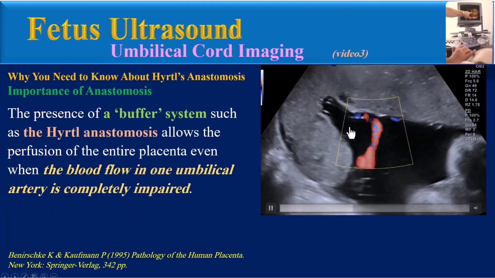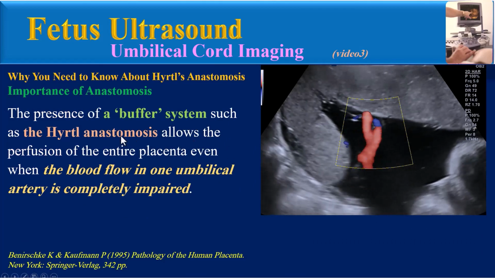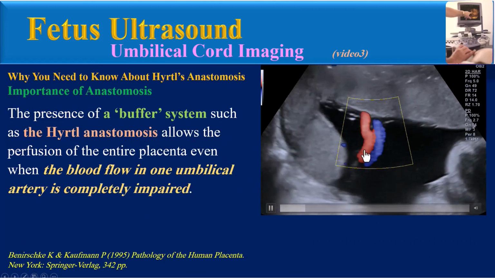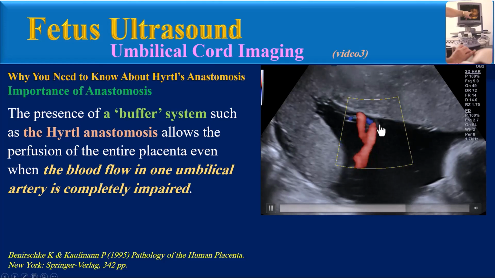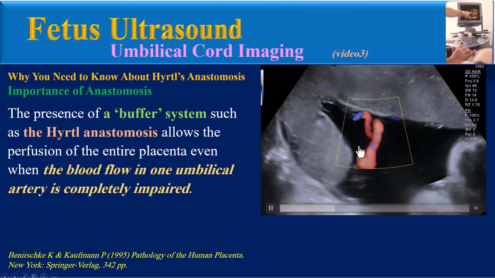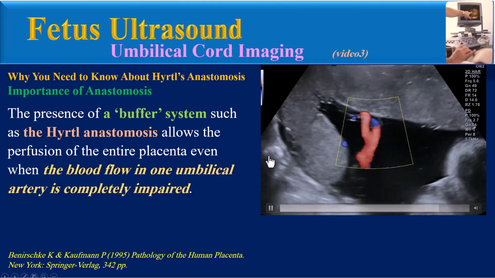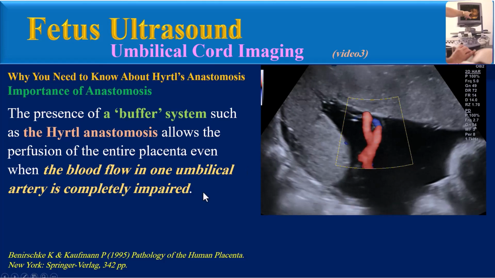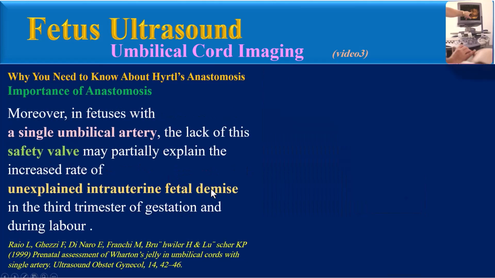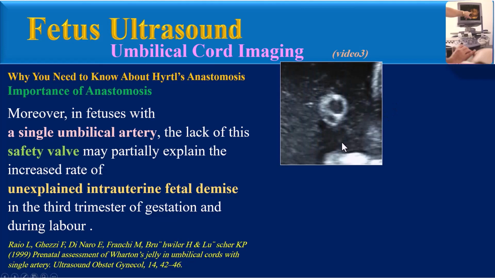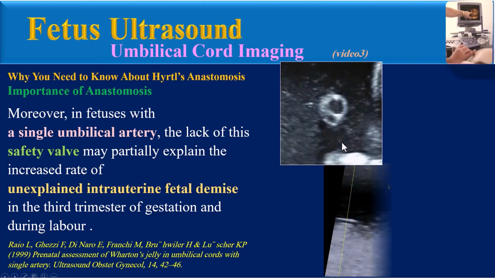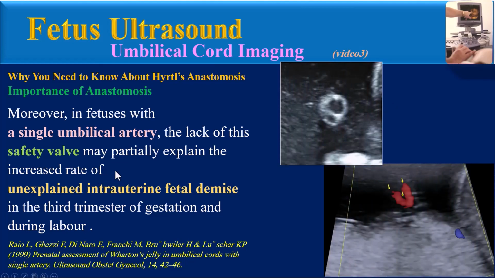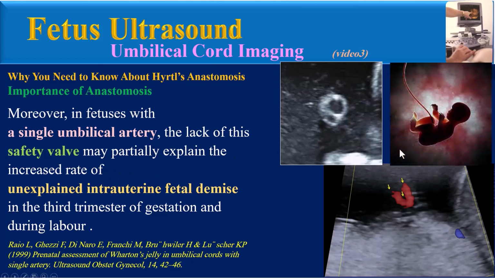The presence of a buffer system such as the Hyrtl anastomosis allows the perfusion of the entire placenta even when the blood flow in one umbilical artery is completely impaired. Moreover, in fetuses with a single umbilical artery, the lack of this safety valve may partially explain the increased rate of unexplained intrauterine fetal demise in the third trimester of gestation and during labor.